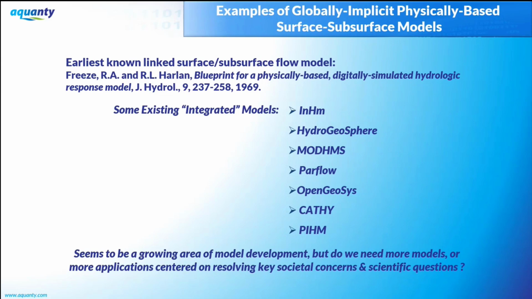Here's a few existing models. This is by no means a comprehensive list. I mentioned NHM, kind of a precursor to HydroGeoSphere, MODHMS from HydroGeoLogic Inc. out of the States, ParFlow, OpenGeoSys out of Germany, CATHY out of Italy, the Penn State Integrated Hydrologic Model, and so on. There are a number of others. So it seems to be a growing area of model development, but one of the questions I had: do we need more models, or perhaps more applications with such models that are centered on resolving key societal concerns and scientific questions? Next slide.